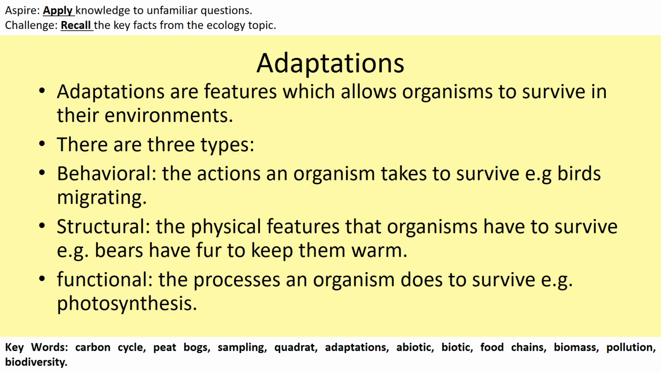The next lesson we looked at whilst we've been off is adaptations. So these are any features which allow an organism to survive in their environment. AQA break these down on the specification into 3 different types, which are behavioural, structural and functional. Behavioural adaptations are any of the actions that an organism might take to survive. So birds migrating, that's an action that the bird does. That's a behavioural adaptation to fly south in order to get more food.